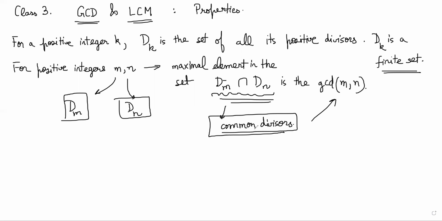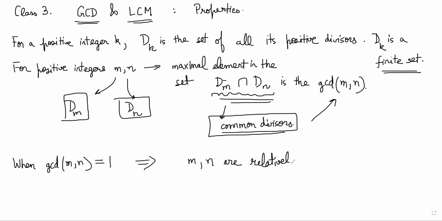When the GCD of the two numbers m and n is equal to 1, that means m and n are relatively prime or co-prime. Basically, they don't have any common factors. If the GCD of two numbers is 1, they don't have any common factors. Now let's look at some properties here.